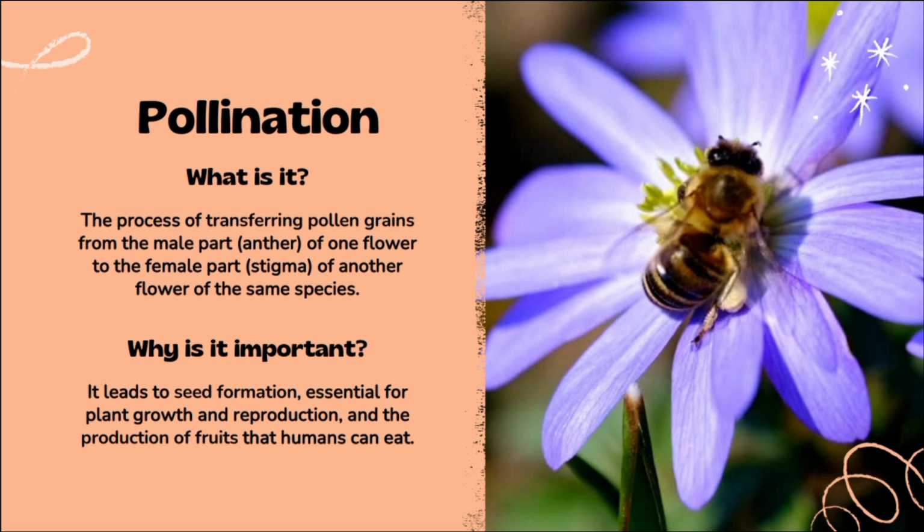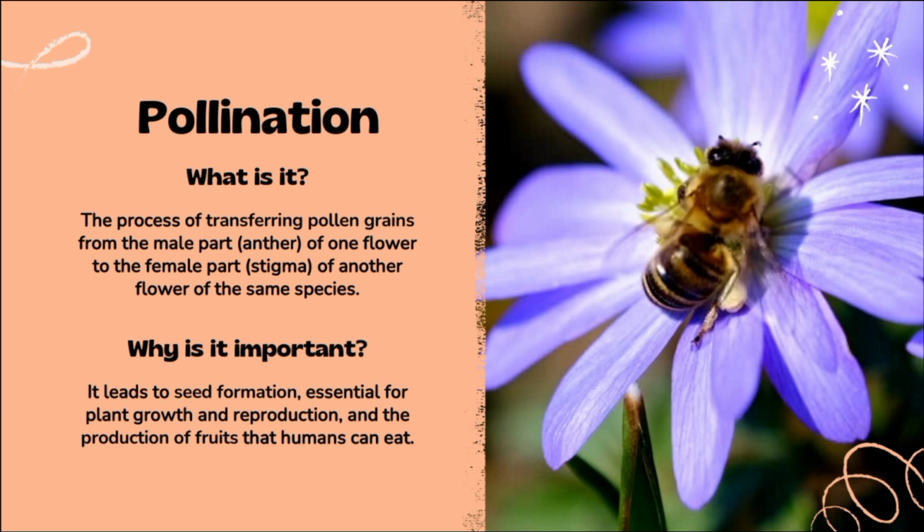First of all, let's talk about pollination. What is pollination? Pollination is the process of transferring pollen grains from the anther, the male part, of one flower to the female part, the stigma, of another flower of the same species. Now this definition is very complicated, but let me make it clear for you all.